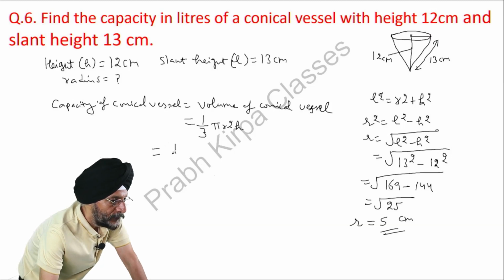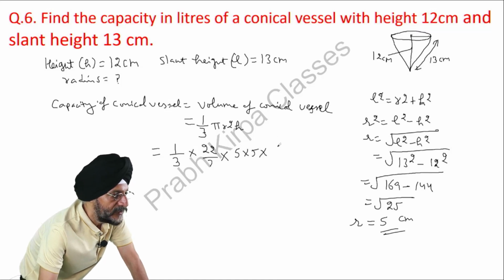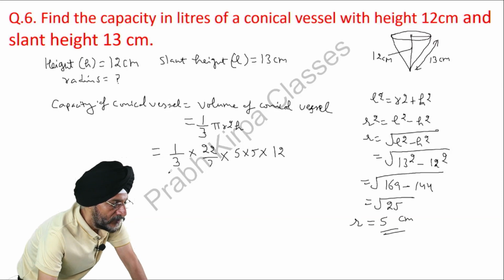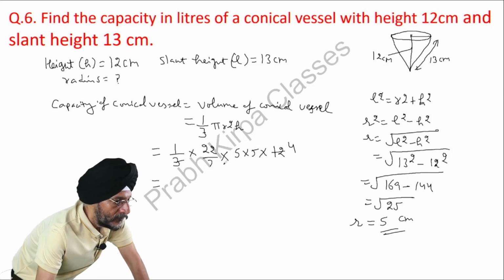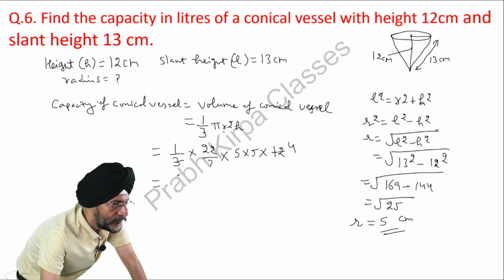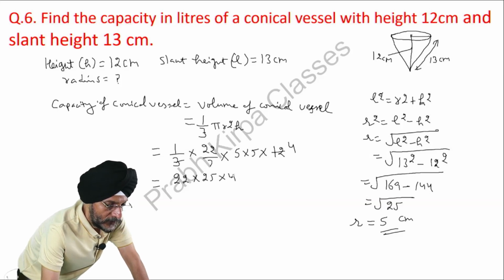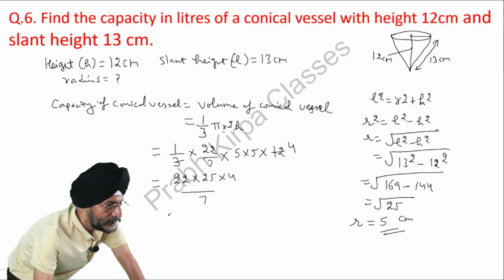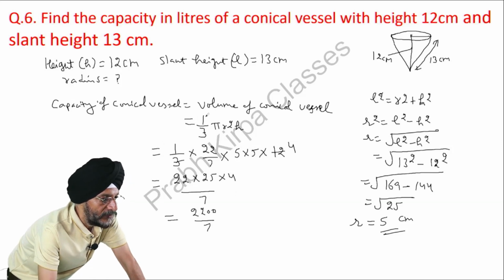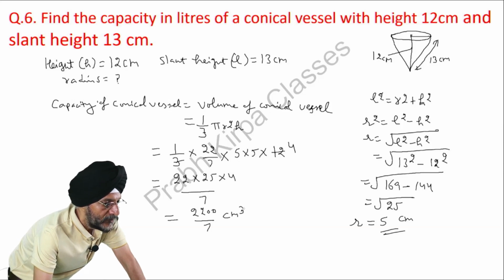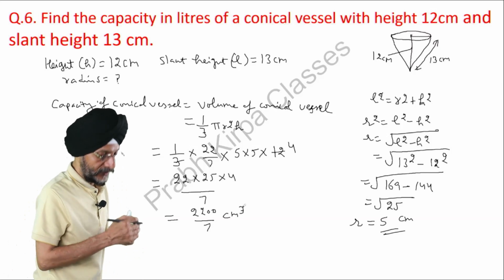So here we will put in the value of r and other items. It is pi, r is 5, height 12. This is the capacity of the conical vessel or volume in cubic centimeter. Now what is the question? We have to find the capacity in liters.